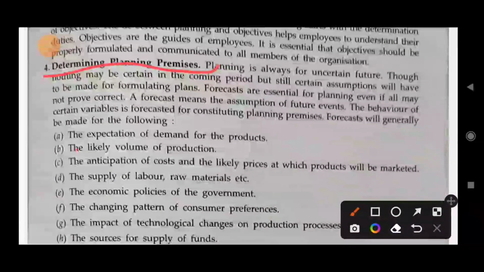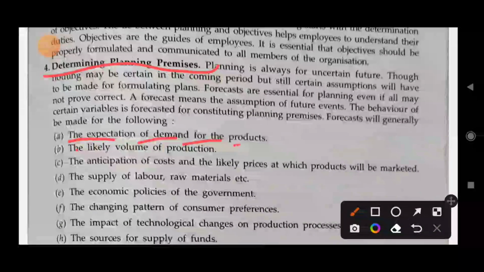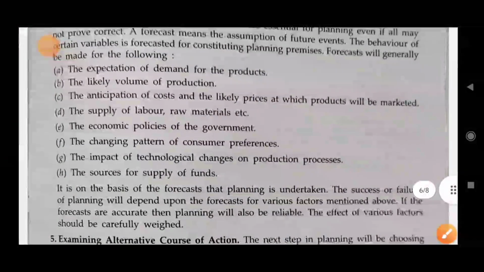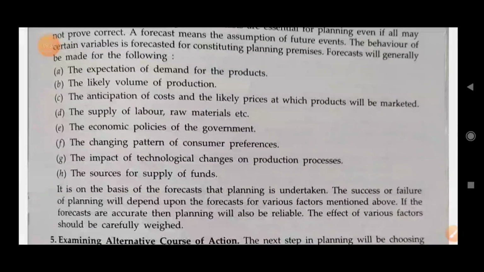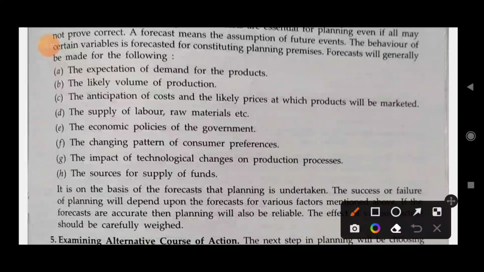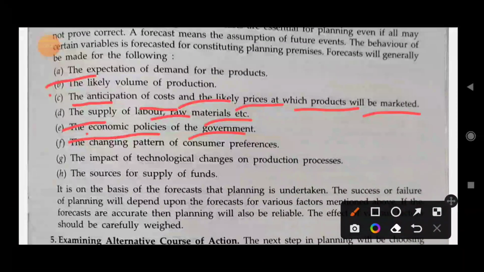So how will it be done? The expectation of demand for the product, the likely volume of production. So what are the questions which will come in the exam? We will make a note of them and prepare for that, because that may come or may not come, that is an uncertain thing. But what is certain? To estimate and forecast, based on previous anticipation, the cost and likely price at which the product is marketed. So supply of labor, raw material. These are the resources we need to give for the achievement of objectives.